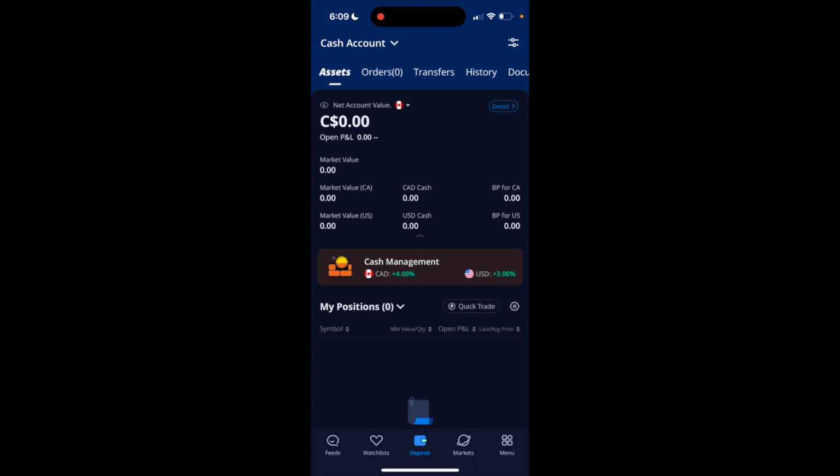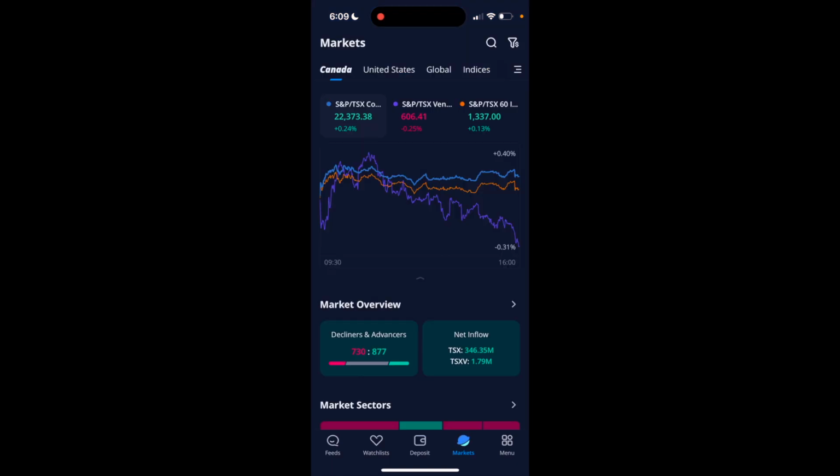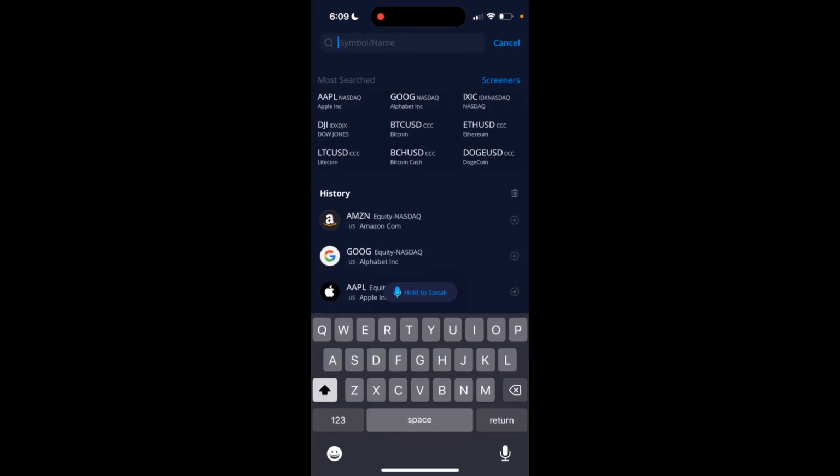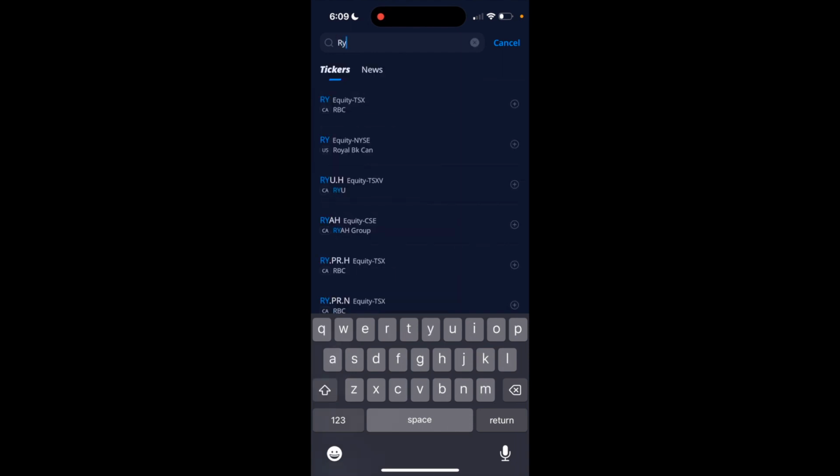Once that is done, for this demonstration, I'm going to go to the bottom right here, press on the markets tab, then go to the top right, press on the search tab or the magnifying glass icon. And how about for this example, I'm going to search up the stock here in Canada, ticker symbol RY, which is RBC Bank, just for demonstration purposes, obviously. I'll then press the stock right here.